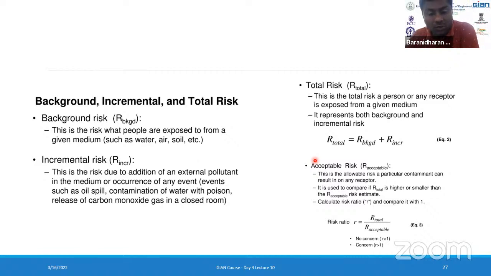So the risk ratio can be given as the total risk, which is nothing but the background plus incremental, divided by the acceptable risk. So that gives you a ratio. If it is less than 1, then it is of no concern, and if it is greater than 1, then it is of real concern.